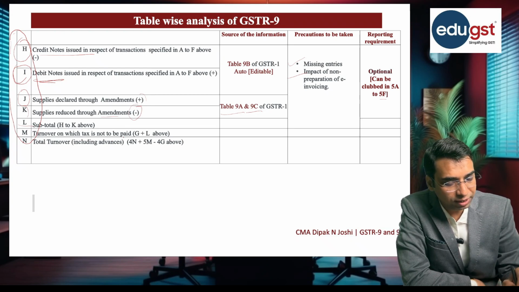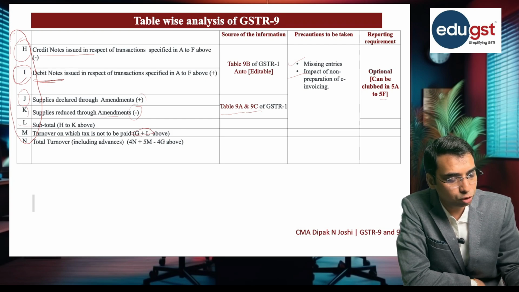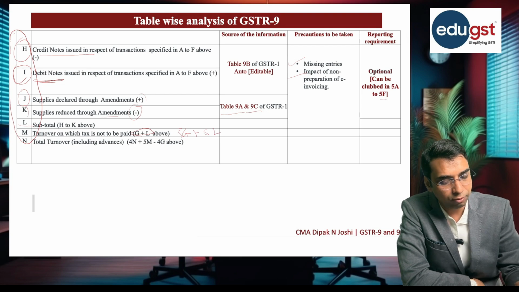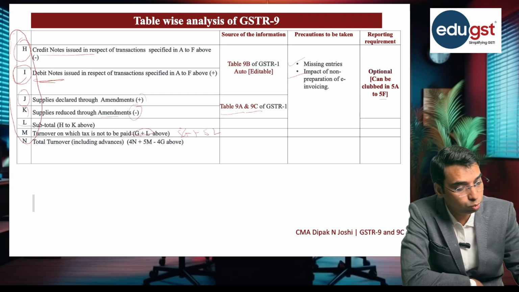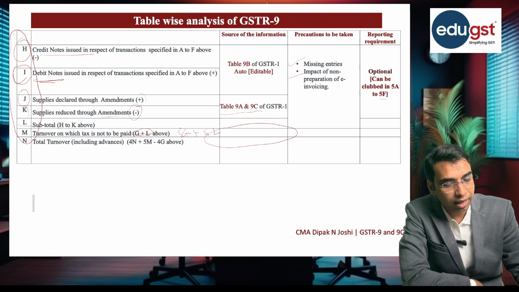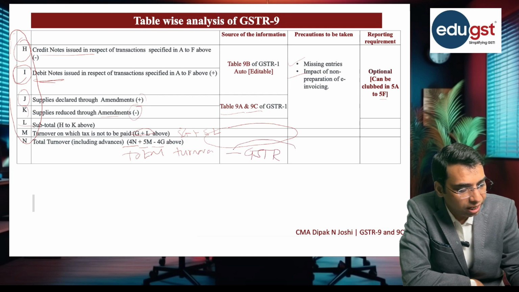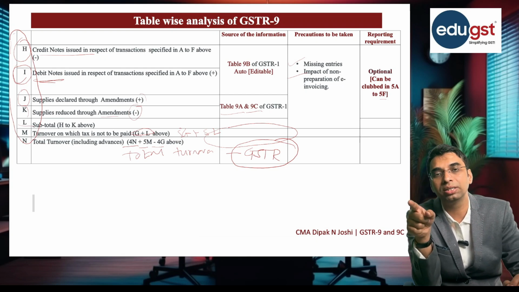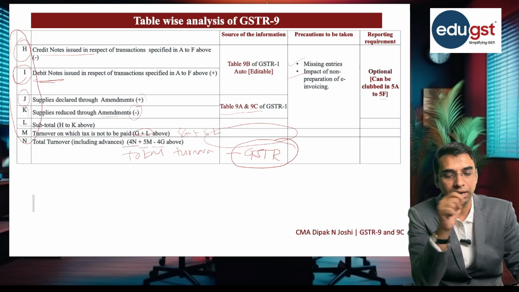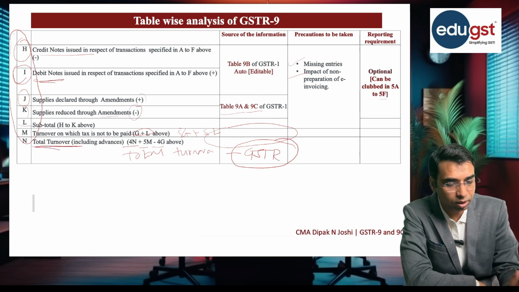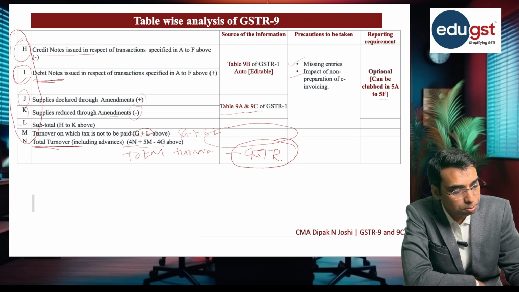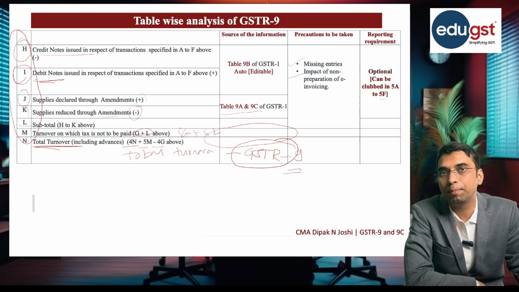And turnover on which tax is not paid will be table number 5G plus table number 5L. So 5G plus 5L will be turnover on which tax is not payable. And table number 4N plus 5M minus 4G will be your total turnover as per GSTR-9. So this will be total turnover as per GSTR-9, and this is the turnover which you have to reconcile with your books turnover in case of GSTR-9C, right? So this will be the total turnover including advances, as per GSTR-9.